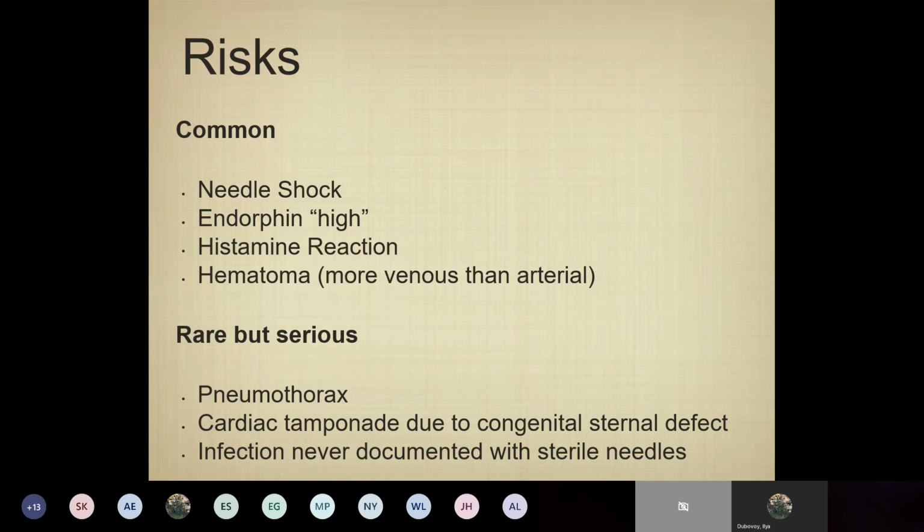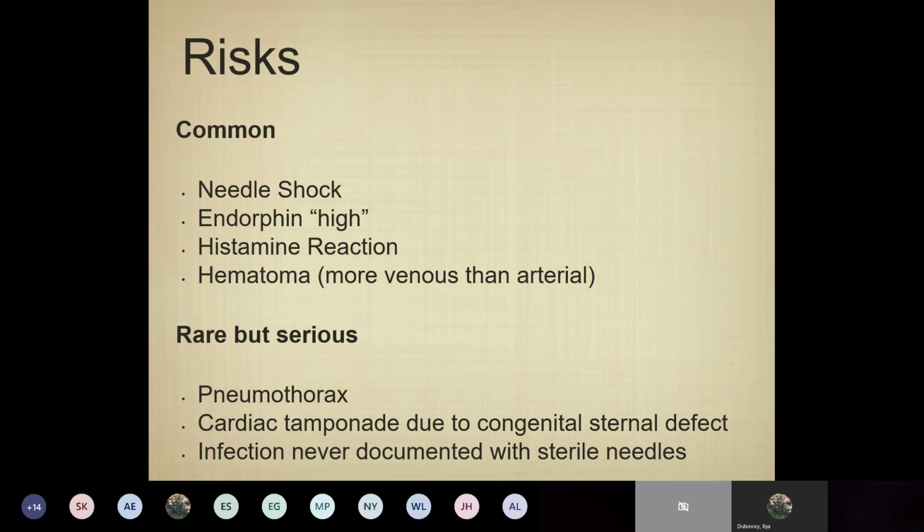Briefly, clinically, the procedure is very straightforward and very safe. In reality, the most common risks are needle shock, which is well known with even venipuncture needles, but is probably also maybe higher risk with acupuncture. Post-procedurally, there is an endorphin high, which is very common and occurs generally with new protocols or new patients. Generally, this resolves, but it can be incapacitating in some patients. There are local histamine reactions, and hematomas can occur.